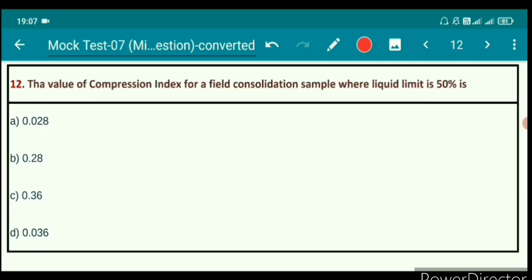Question number 12. The value of compression index for a field consolidation sample where liquid limit is 50% is: option A 0.028, option B 0.28, option C 0.36, option D 0.036. Right answer is option C 0.36.